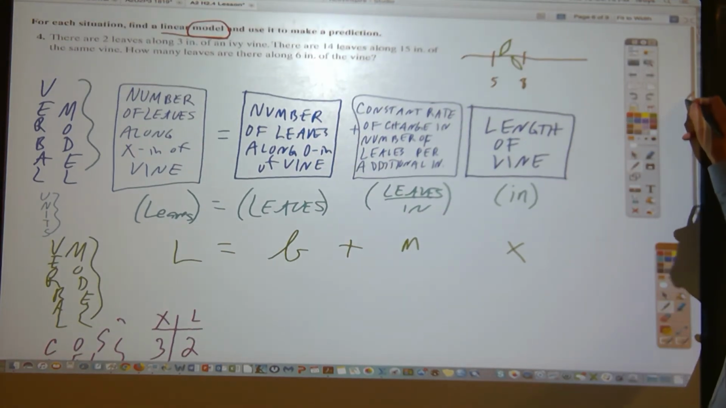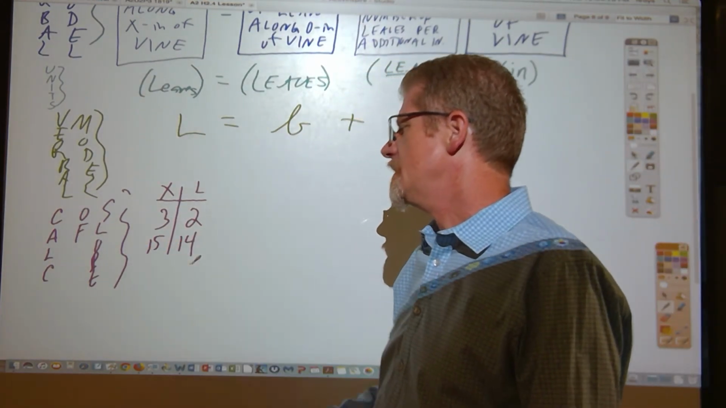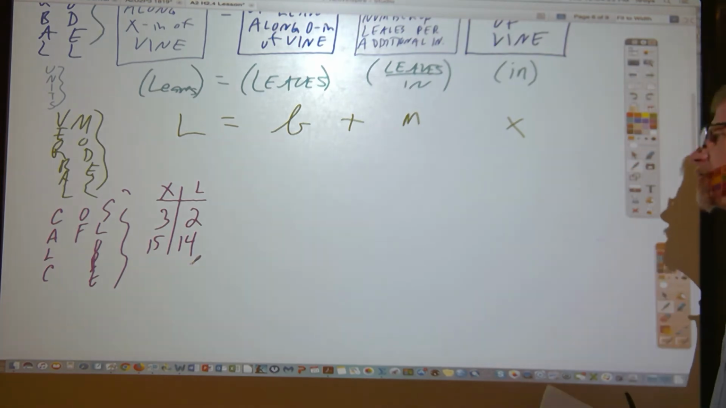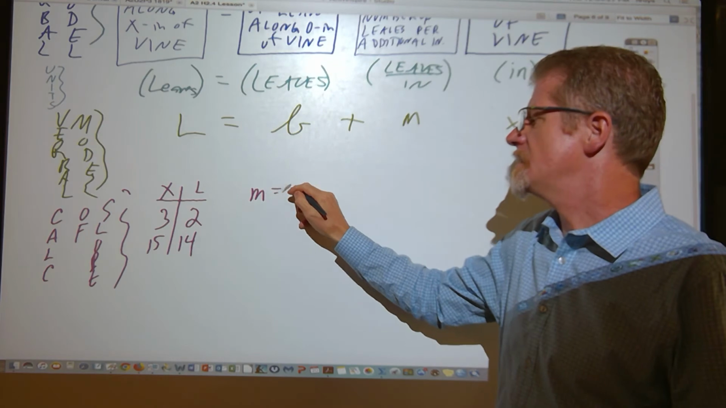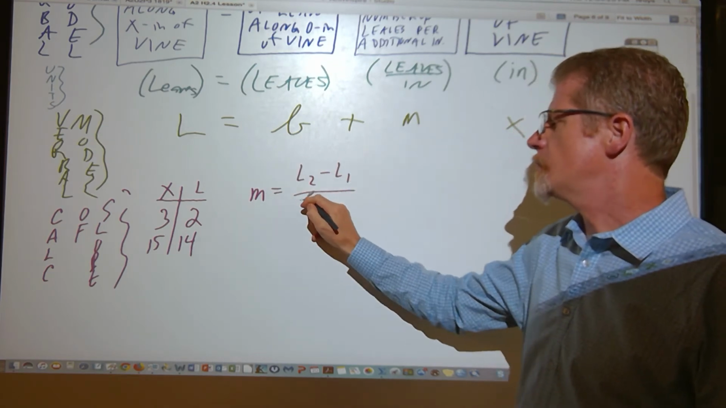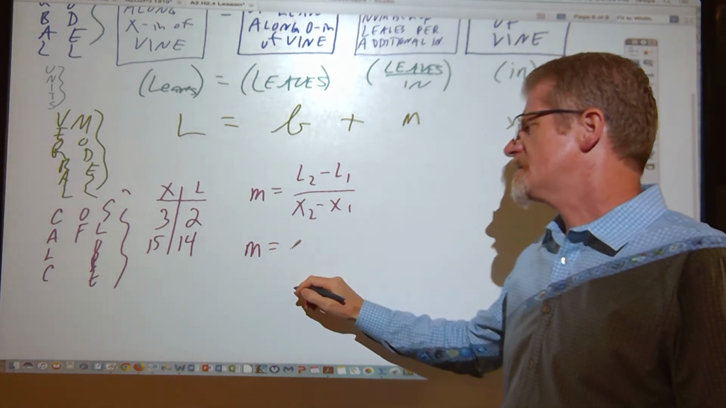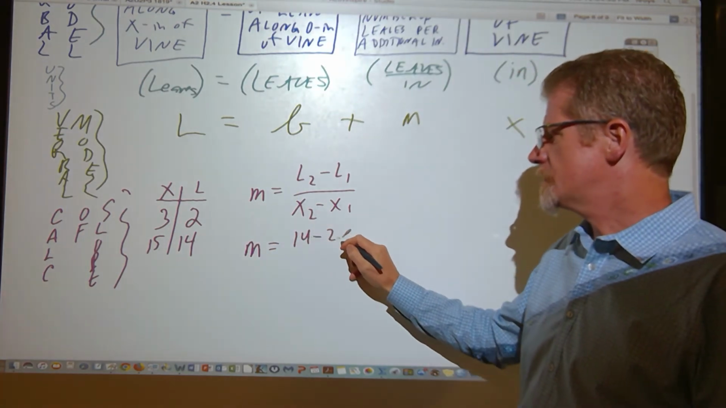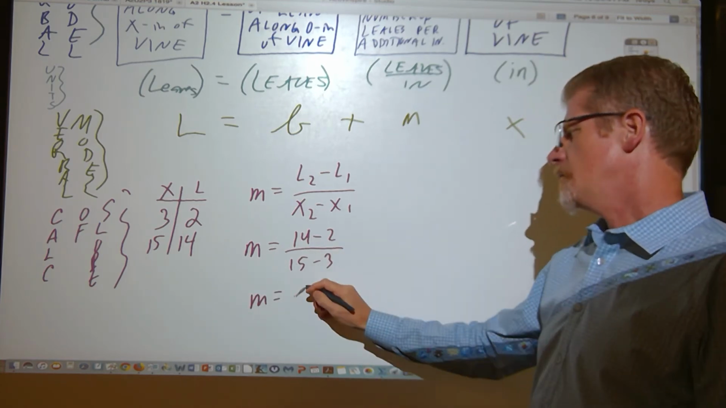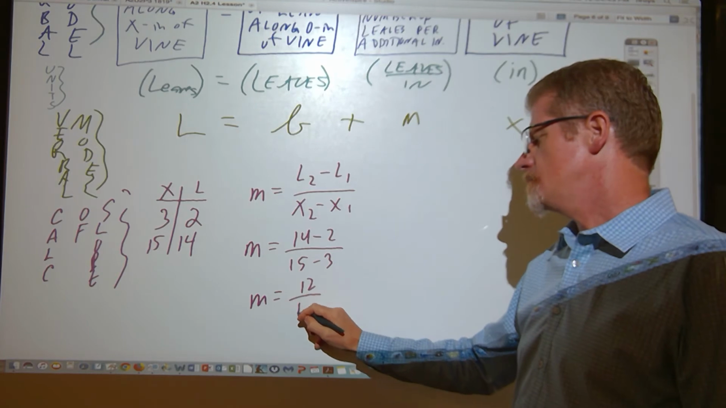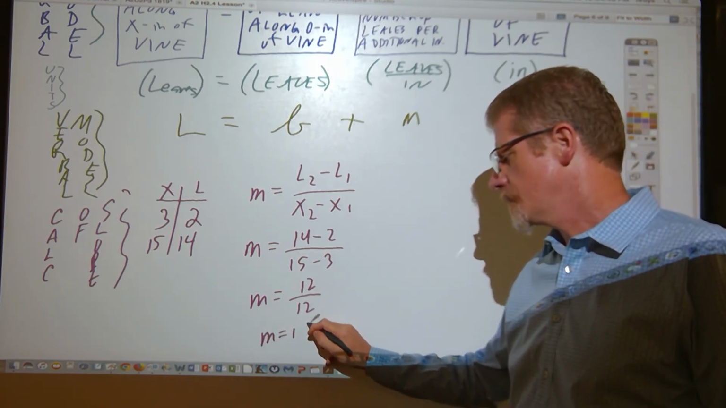And when there's 15 inches, there's 14 leaves. So 15 inches, 14 leaves. So what we're going to do, instead of y2 minus y1, we're going to say that the slope is L2 minus L1 over x2 minus x1. Making the substitutions, we get 14 minus 2 over 15 minus 3. So I'm looking at 12, came out to be, that's nice. They gave us a slope of 1.